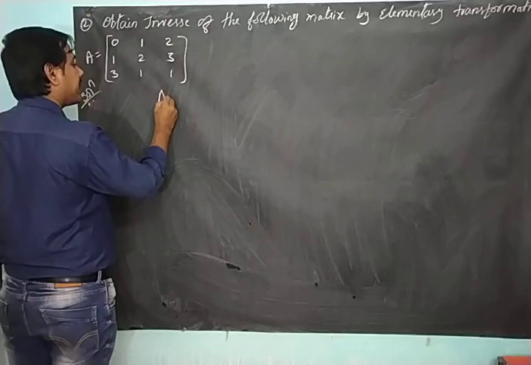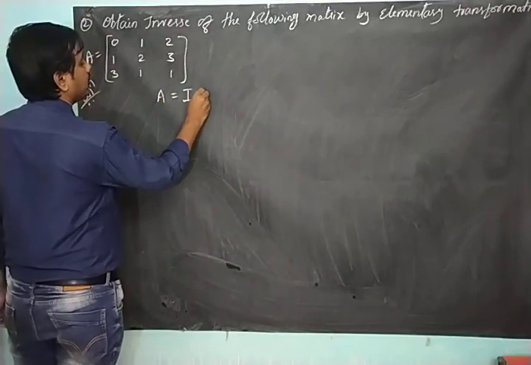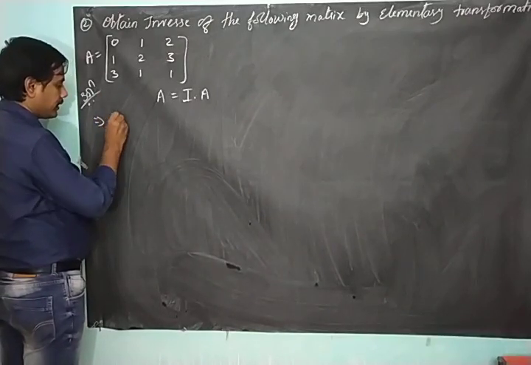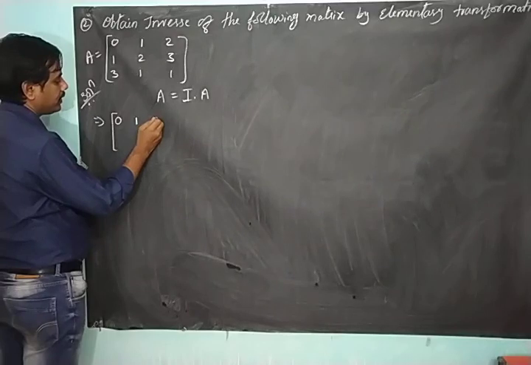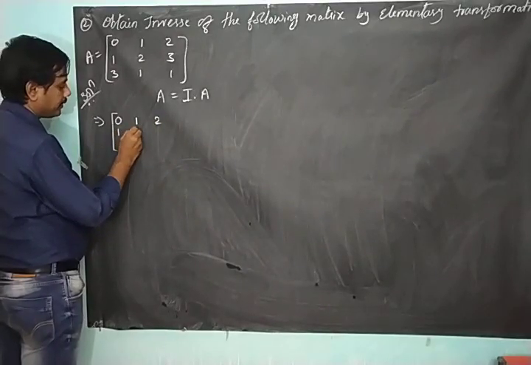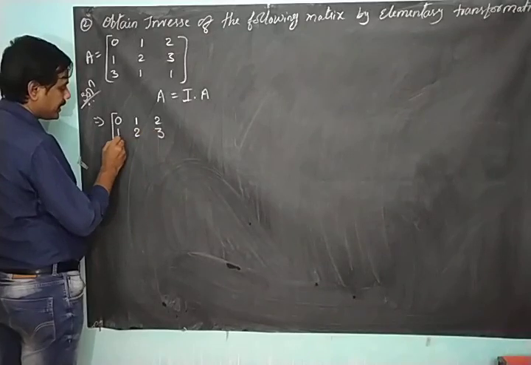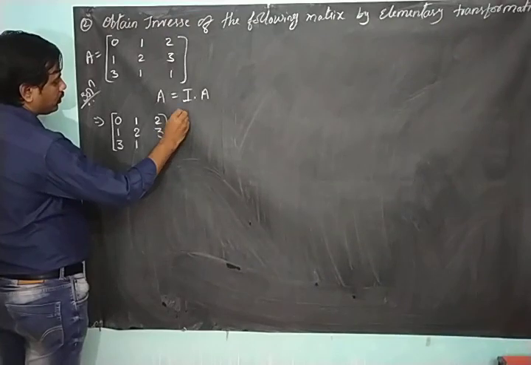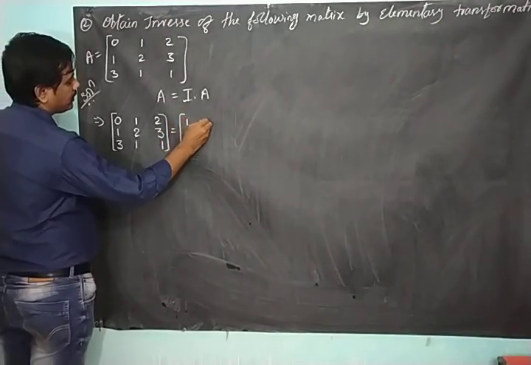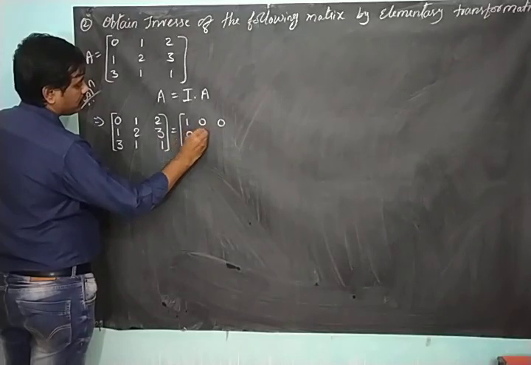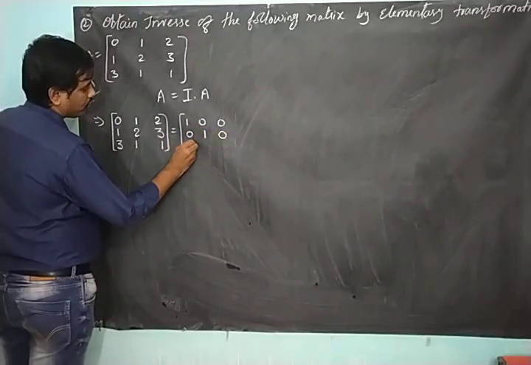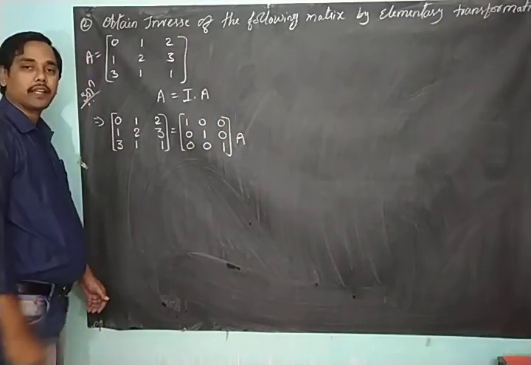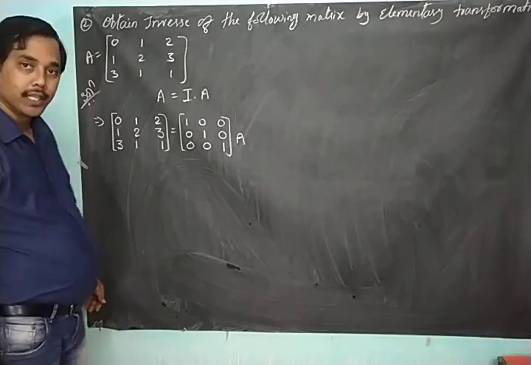So we know that we can write A is equal to I into A. So I can write, what is A? 0, 1, 2, 1, 2, 3, 3, 1, 1. What is I? 1, 0, 0, 0, 1, 0, 0, 0, 1 into A, because it is a 3 cross 3 matrix, so I also should be 3 cross 3 matrix.